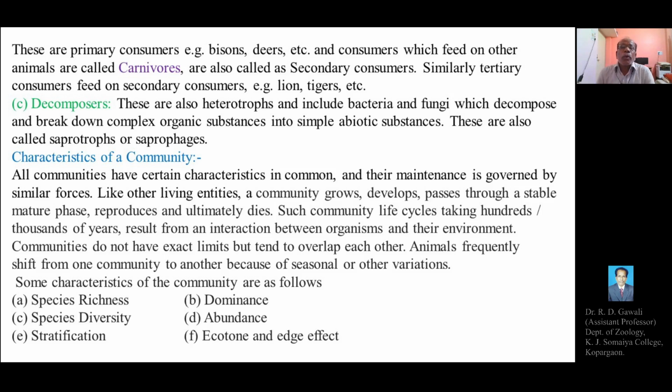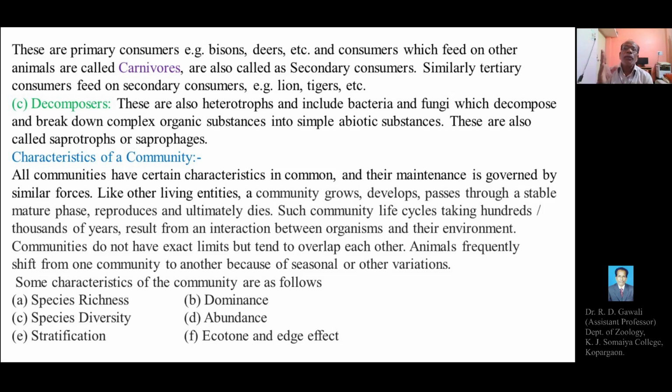Then the third type of organisms which are forming a part of the community, that is decomposers. So these are also heterotrophs. Decomposers are also heterotrophs, means these are also unable to synthesize their food, but are again dependent upon the other organisms, that is on the plants and animals. So other plants and animals are used by the decomposers as a food, and this includes bacteria and fungi.